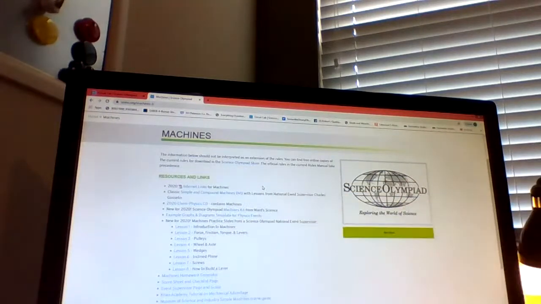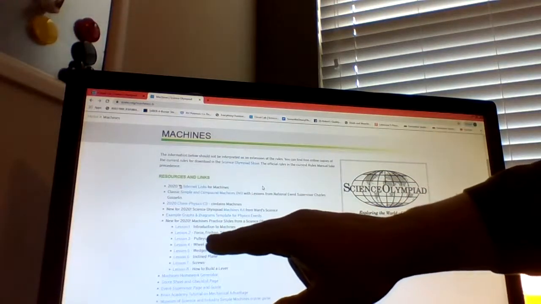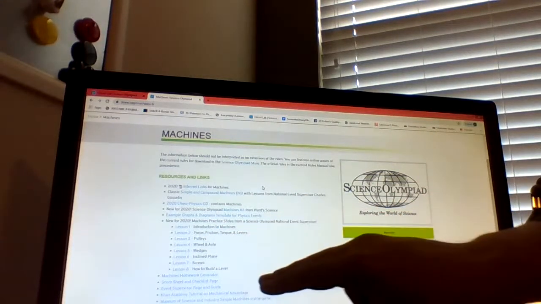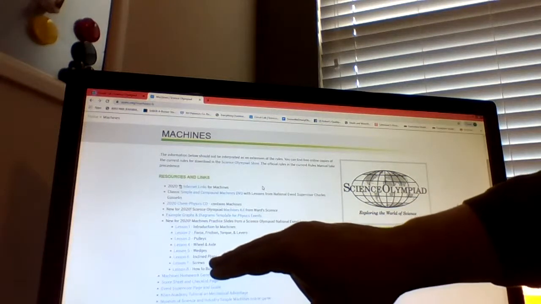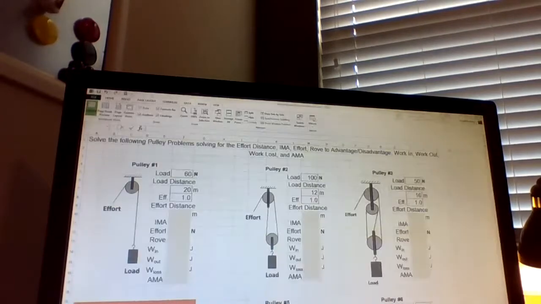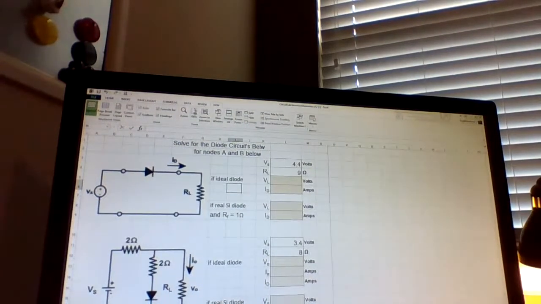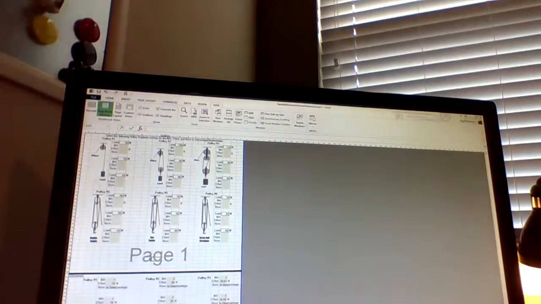We've got 8 lessons that I created for simple machines, which is basically an introduction to machines, explaining what force, friction, torque, and levers are, pulleys, wheel and axle, wedges, incline planes, screws, and then how to build a lever. You'll also notice I created a homework generator for machines as well. Hold on a second. Here we go. And you'll notice here, level 1.